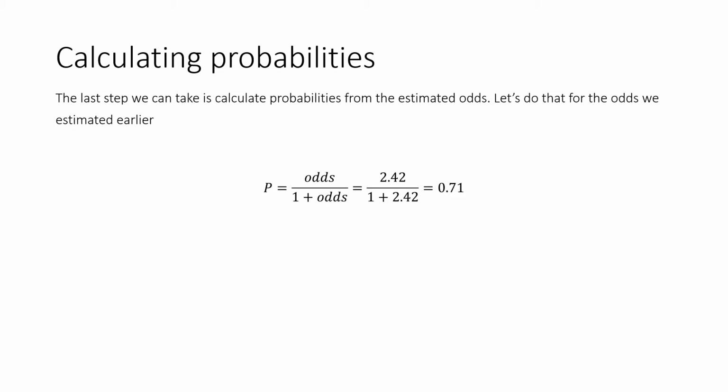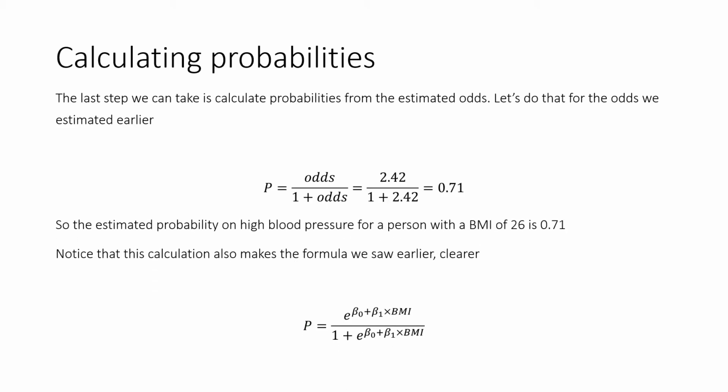And remember that I said with an odds of 2.42, it was more likely than not for somebody with a BMI of 26 to have a high blood pressure. And we can see that because the estimated probability is 71%. And that's higher than 50%.